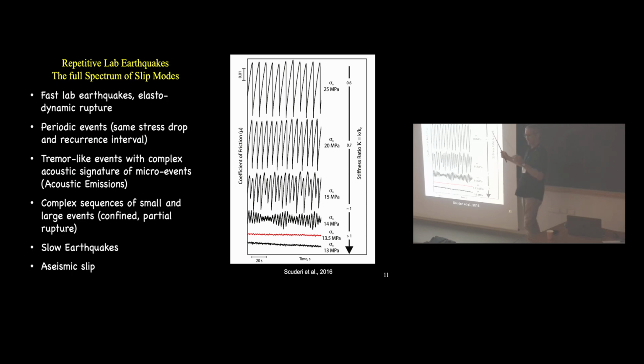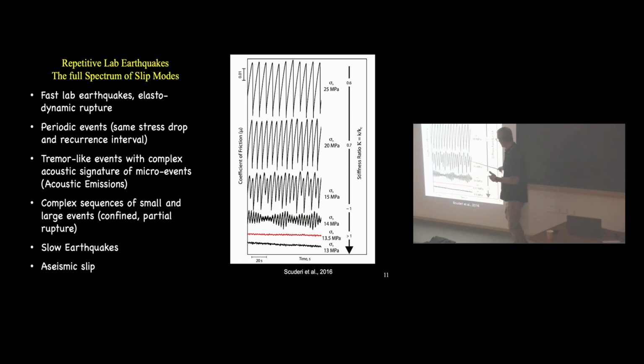At 25 megapascals of normal stress in this system, there are repetitive, simple laboratory earthquakes. And as we go down in normal stress, the stress drop changes. That's what that was in the last plot. And then we find a regime in here where things are pretty complicated.